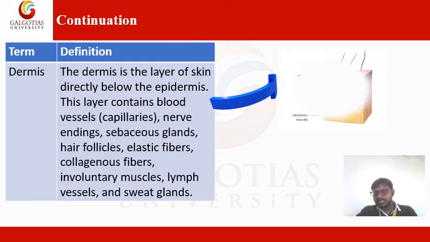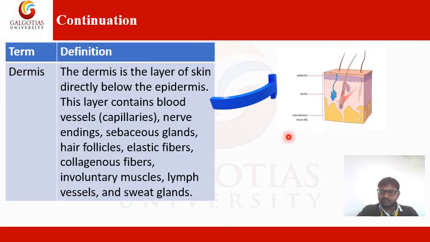Where is the dermis layer? You can see here, this one: epidermis, and the center middle layer is the dermis and subdermis. This is the best example. In this layer you can see all sweat glands and hair follicles present, and blood vessels are also present in the dermis layer only. It is the thickest layer in the skin.